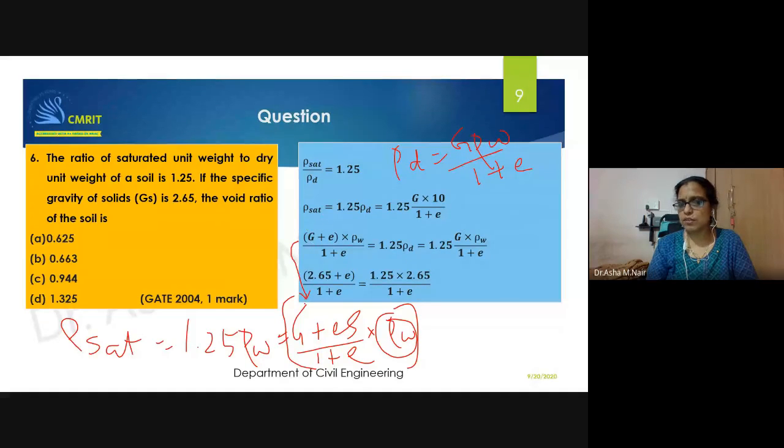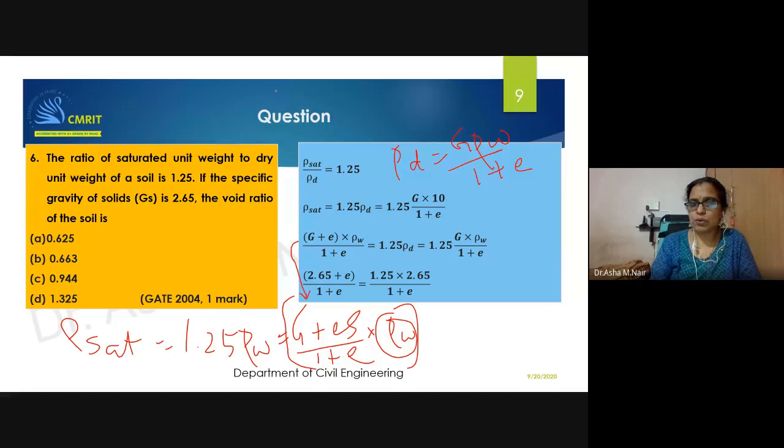This is rho sat. We know that rho sat is equal to (G plus eS) divided by (1 plus e) into rho W. So (G plus e) divided by (1 plus e), because S is equal to 1, it is a saturated soil. So (G plus e) into rho W. So that is what you are taking. This is equal to 1.25 times of G rho W by (1 plus e). There is no need to put rho W value, because rho W value will get cancelled.